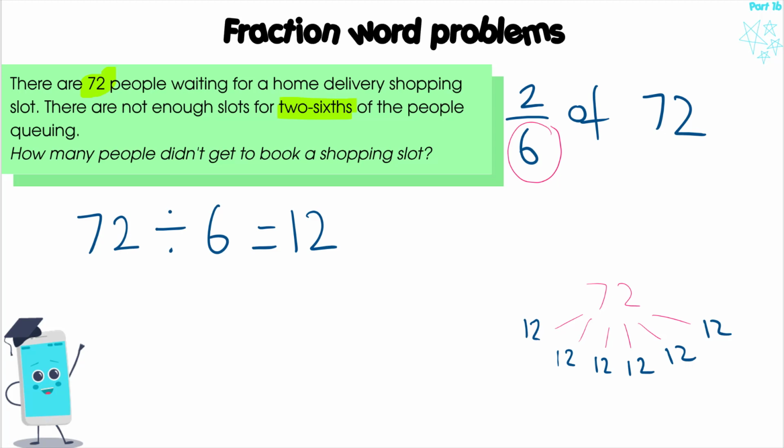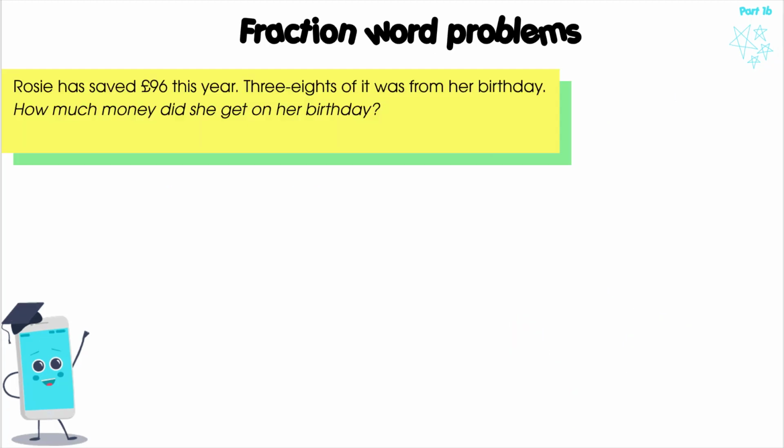I now need to look at my numerator. That is telling me that I want 2 of my groups. So I can do 12 plus 12 or 12 times 2. And my answer is that 24 people did not get to book a shopping slot. Let's look at another one.